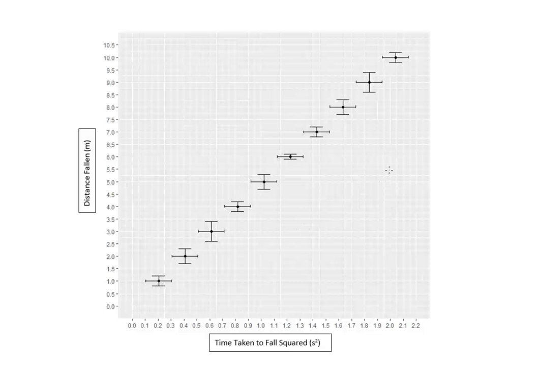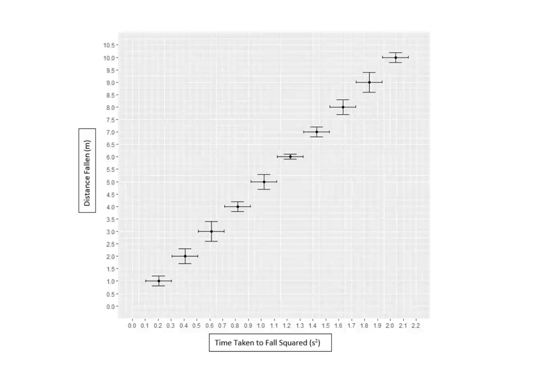Now the theory says that this should be a linear graph, and that the gradient of the graph should be half the gravitational acceleration, so half of g, which is 9.8. So we're expecting a gradient of about 4.9 in this particular case. So what we're going to do now is we're going to have a look at how we can find the uncertainty in that gradient. So our first step is to draw the line of best fit.